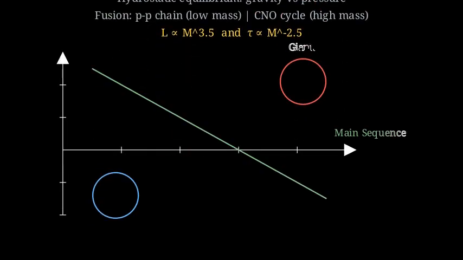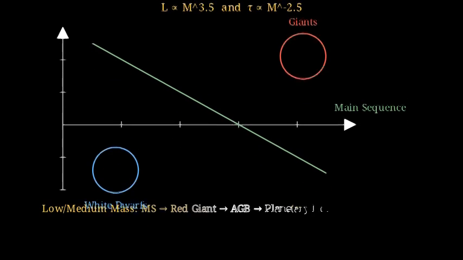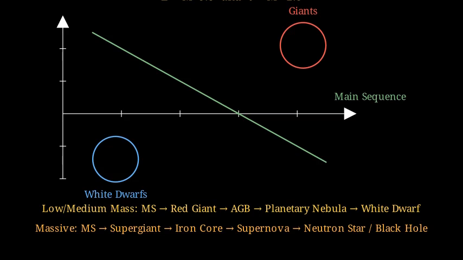Now let's locate key regions on the HR diagram. The main sequence runs diagonally from hot luminous stars on the left to cool dim stars on the right. Giants are upper right, and white dwarfs are lower left. Steps 5 through 7 show how stars leave the main sequence.